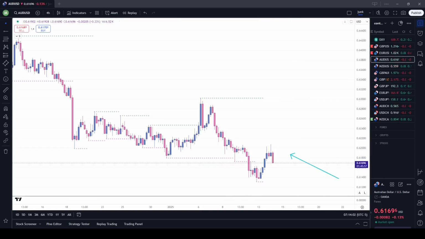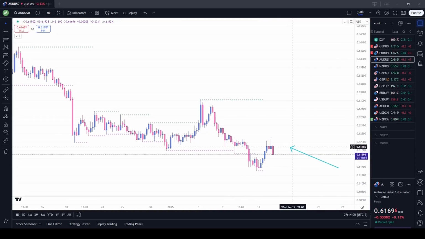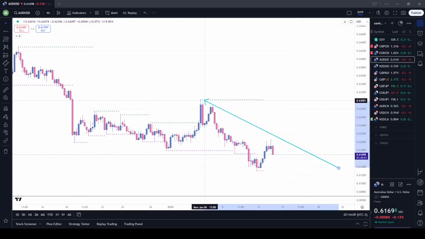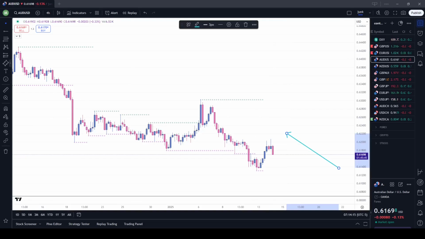And AUD USD, it's been making lower lows, lower highs. It's been trading sideways. This is the range. So this is the lower low that broke this low. The lower high that broke this low. So we'll map out the range.